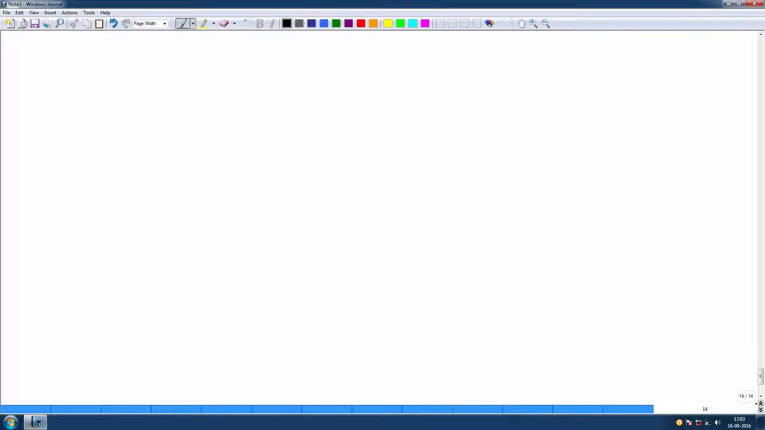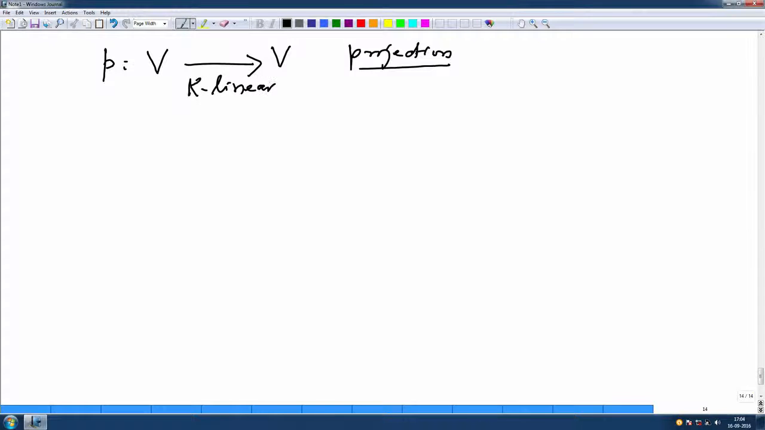So, let us continue. Now, start with the projection. P is our projection from V to V. Remember, I do not have a decomposition of V as a direct sum, but I am going to get it from the projection. So, what is the projection? A projection is simply a k-linear map from V to V with the property P square is P.